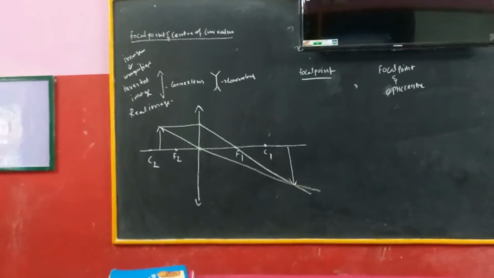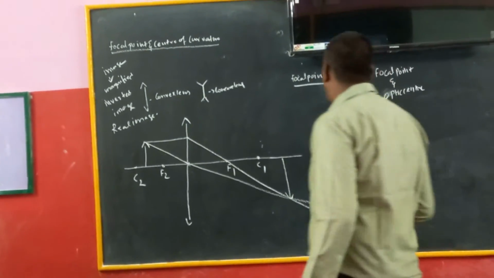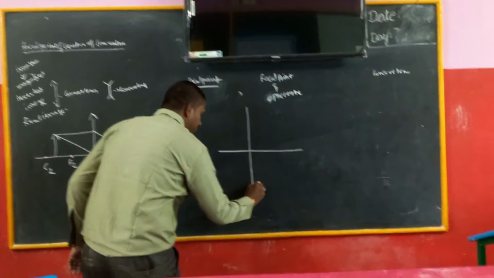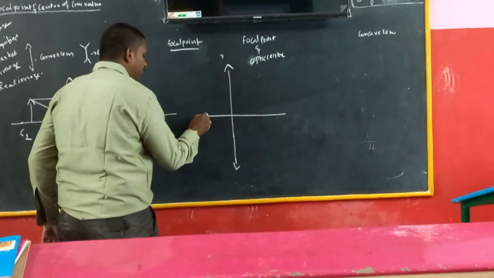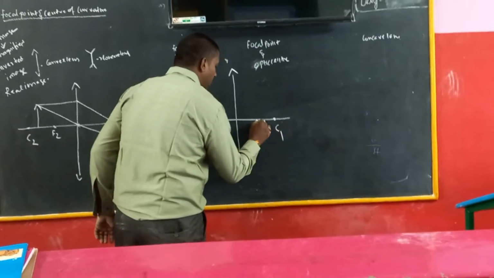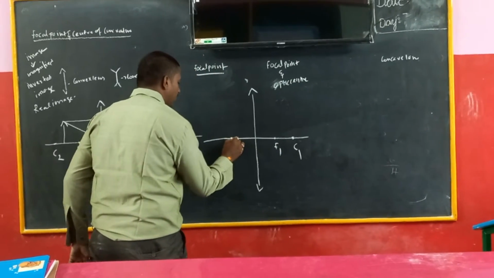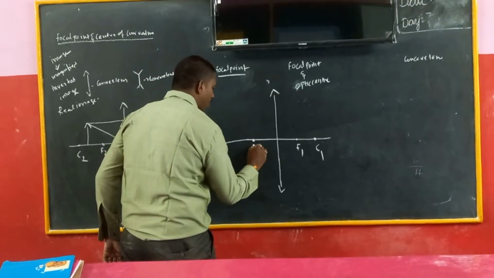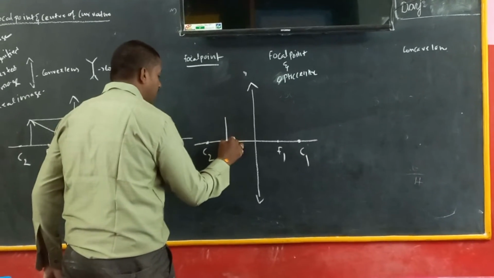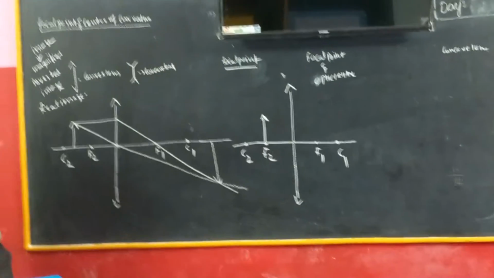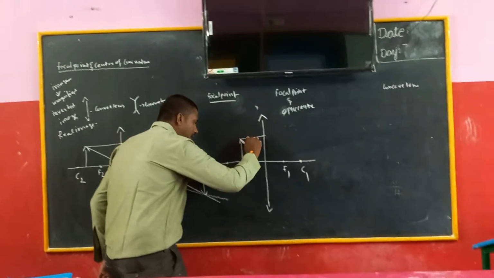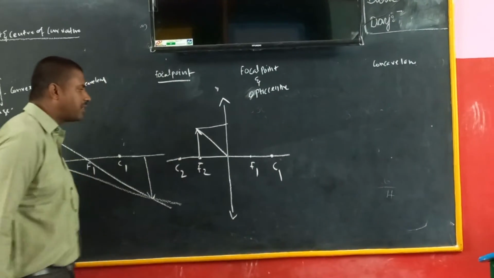Now, let us consider what happens if the object is placed at focal point. This is the principal axis, convex lens. This is C1, this is F1, this is F2, this is C2. Now the object is placed at focal point. When the object is placed at focal point, same rules. One ray should be drawn parallel to the principal axis and another should be passing through the optic center.